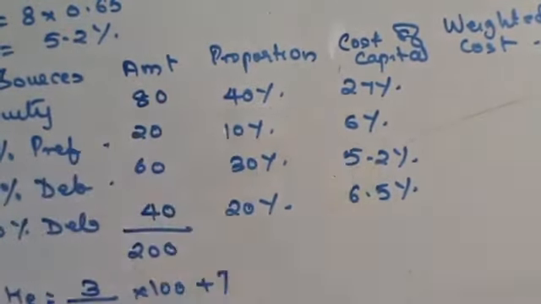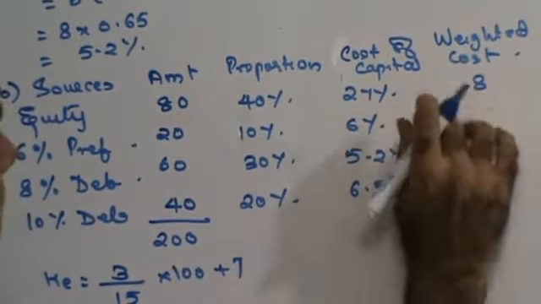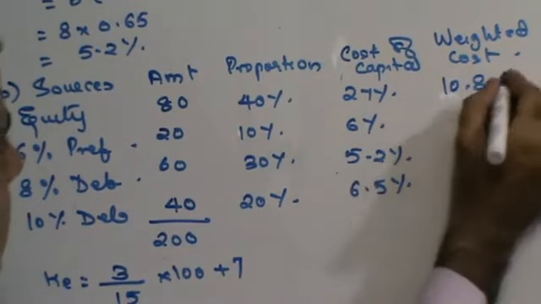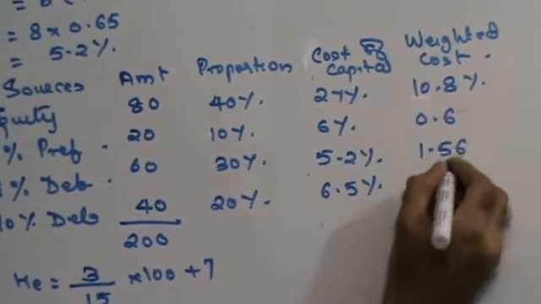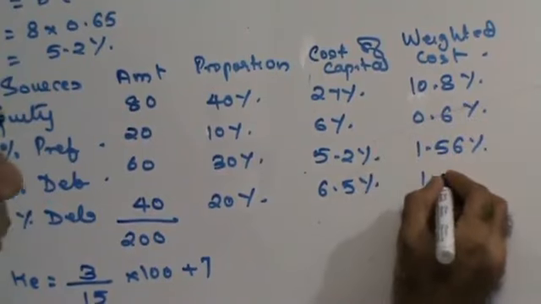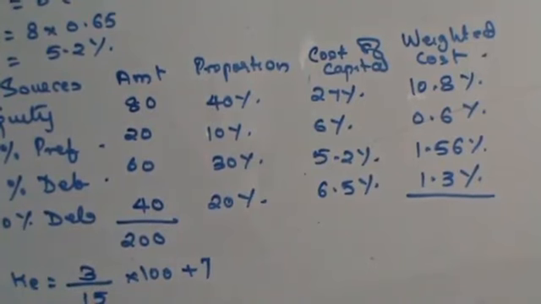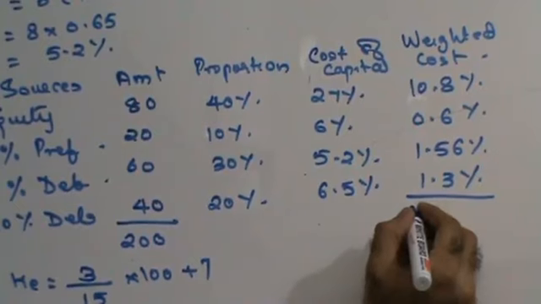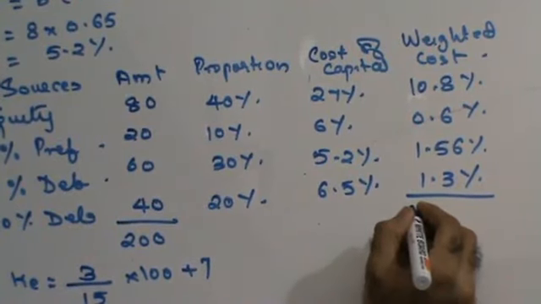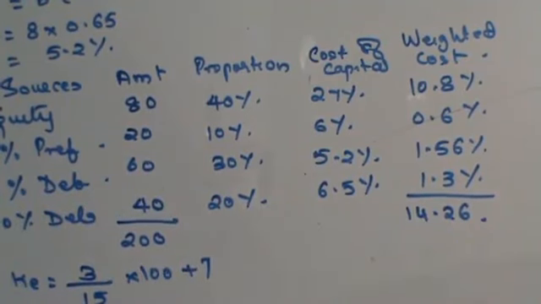Proportion into cost of capital. 10.8 first. Next, 0.6. Next, 1.56. Next, 1.3. Someone please help me add that. Uh, 14.26. Right? That's your B part of the question.